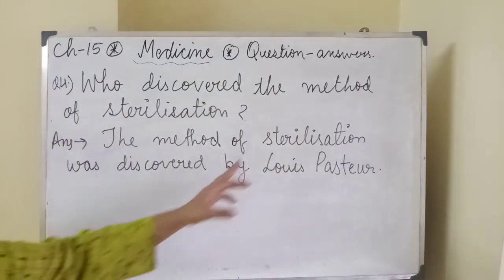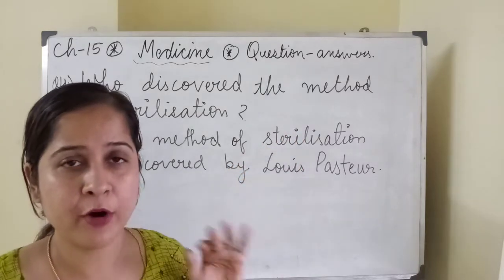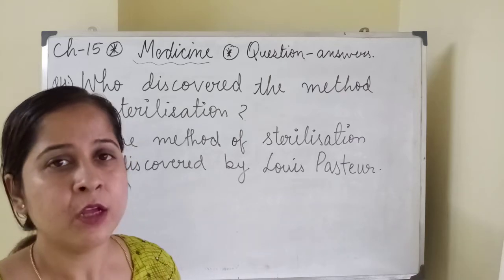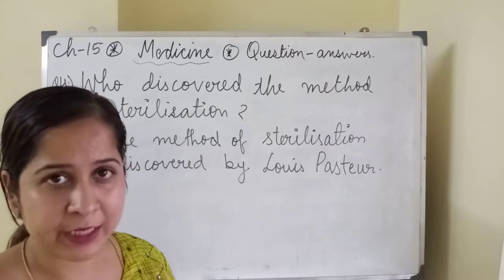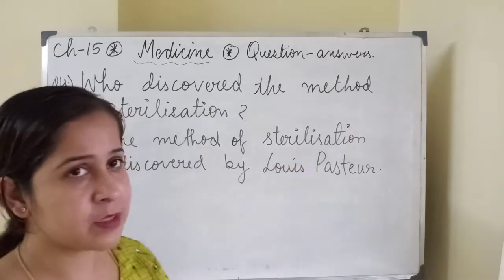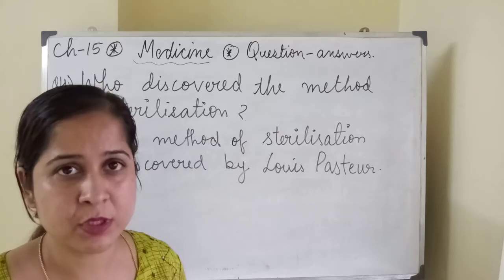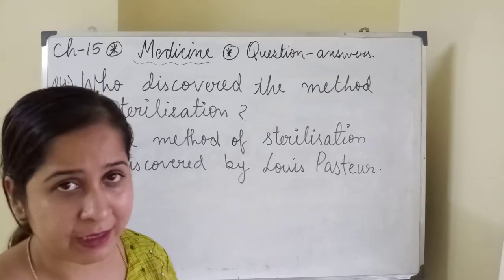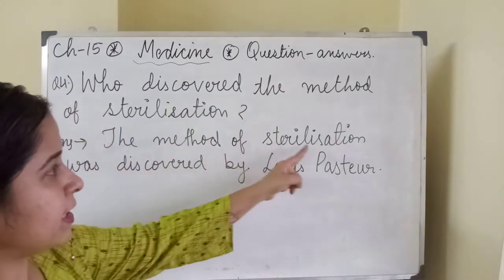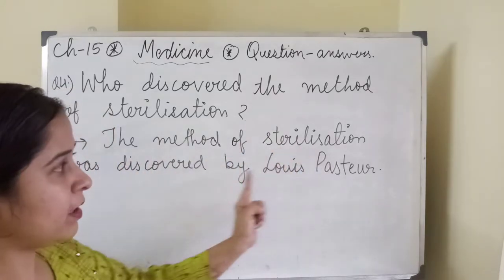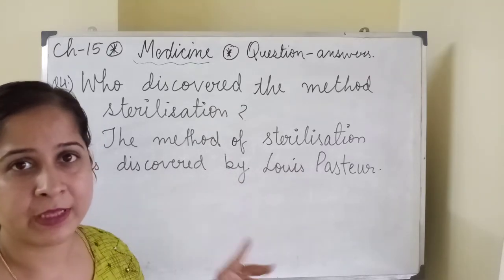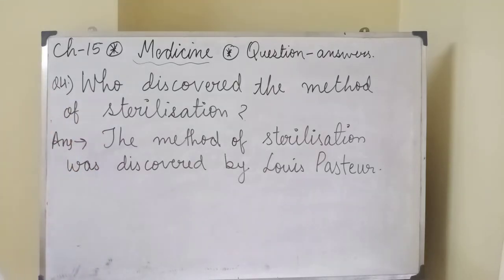What is sterilization? The word sterilization means removal of harmful germs. Lots of medical equipment and tools need to be cleaned after an operation. They have to be made germ free, and this is the process. Sterilization means boiling, killing the germs. All the germs and impurities are killed by this method. The method of sterilization was discovered by Louis Pasteur, who also discovered the method of pasteurization by boiling.